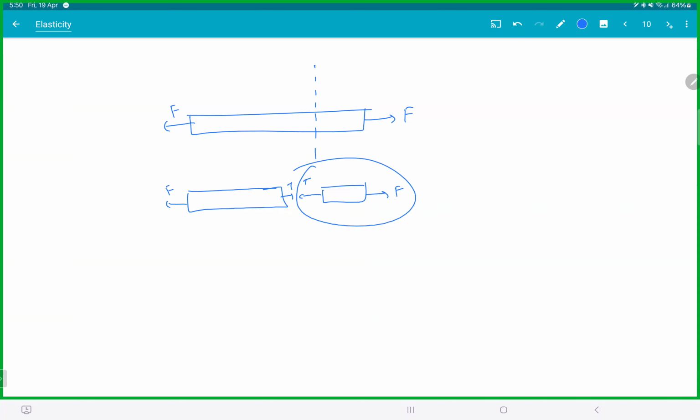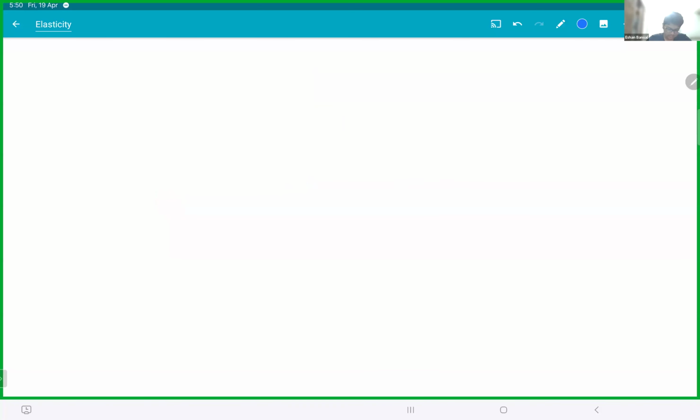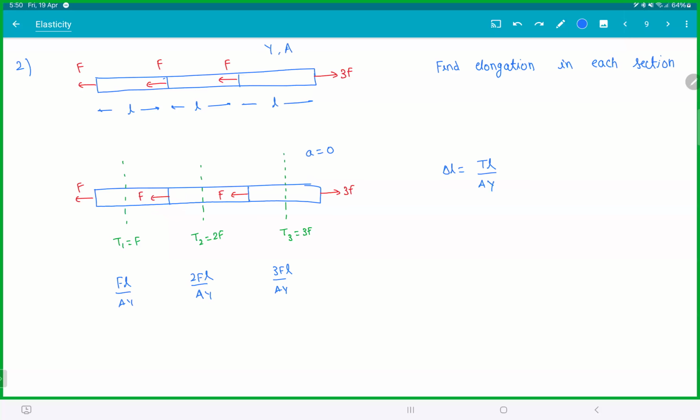Ishan, got the tension part? Yes, I got it. Clear? Every rod, each section will have a different tension. For example, if I cut it here, then T is equal to F, or T is equal to 3F minus 2F. Either way it will be F only.